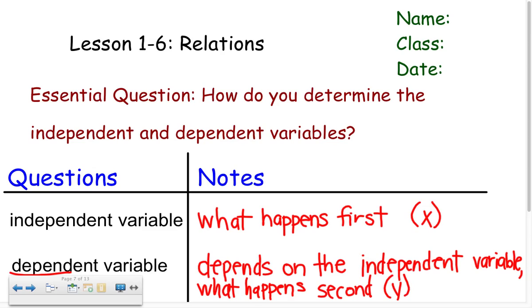So independent and dependent are kind of like cause and effect. Independent would be our cause. Dependent would be the effect based off of what the independent variable is.